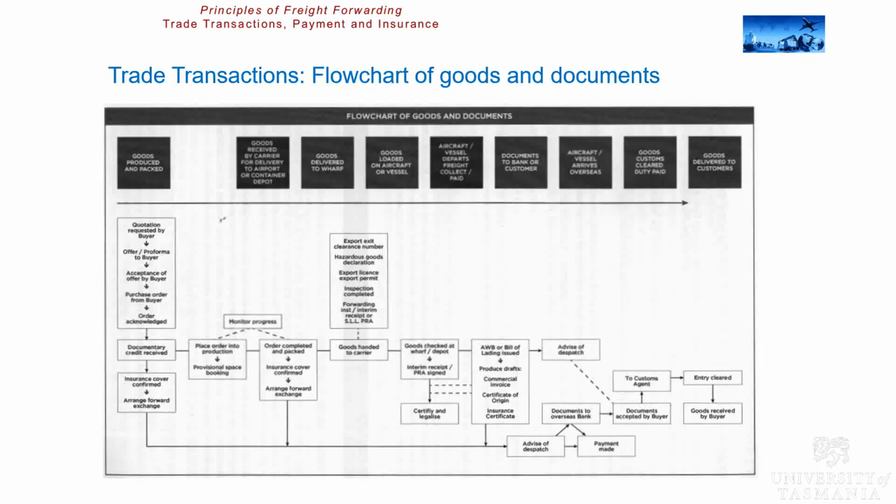So to help us go through the first part of the lecture today is a flowchart of goods and documents of a typical export trade transaction. And that's a transaction that occurs with the goods being produced and packed, the goods received by the carrier for delivery to an airport or a container terminal, the goods delivered to the wharf, the goods loaded to an aircraft or vessel, the aircraft departing.